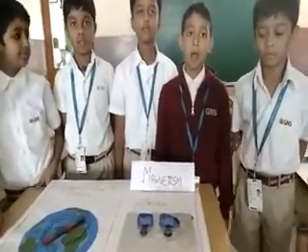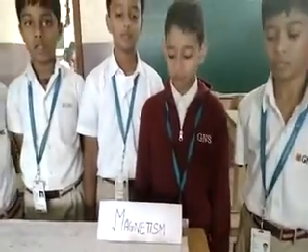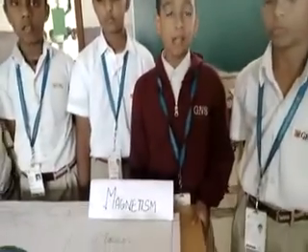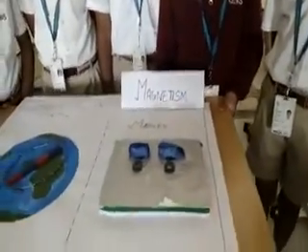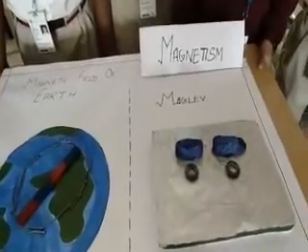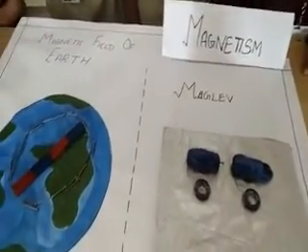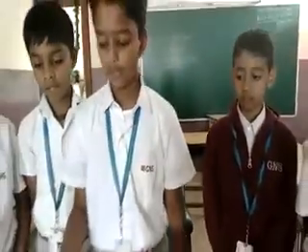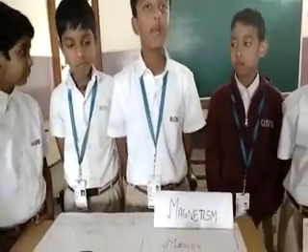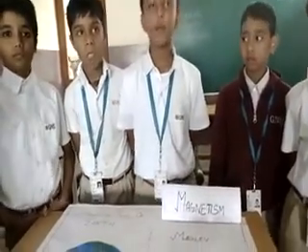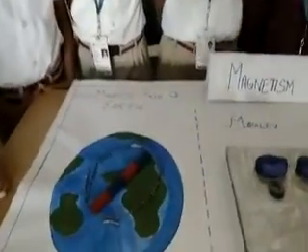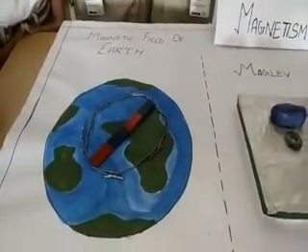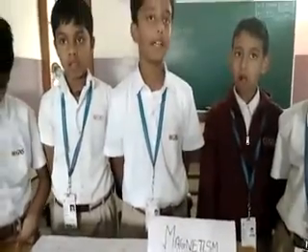Good morning, ma'am. Our topic is magnetism. Magnetism is a force that can attract or repel objects that have iron inside them. Earth's magnetic field is a magnetic field that comes from inside the earth and reaches out into space, where it interacts with solar wind, which is a stream of charged particles emitted by the sun.